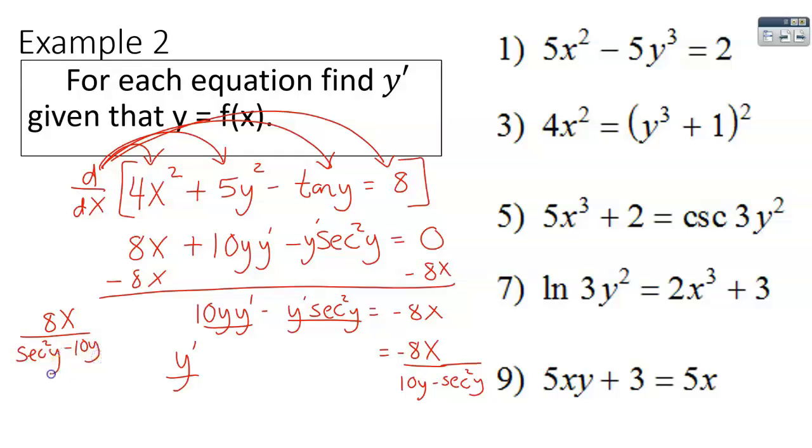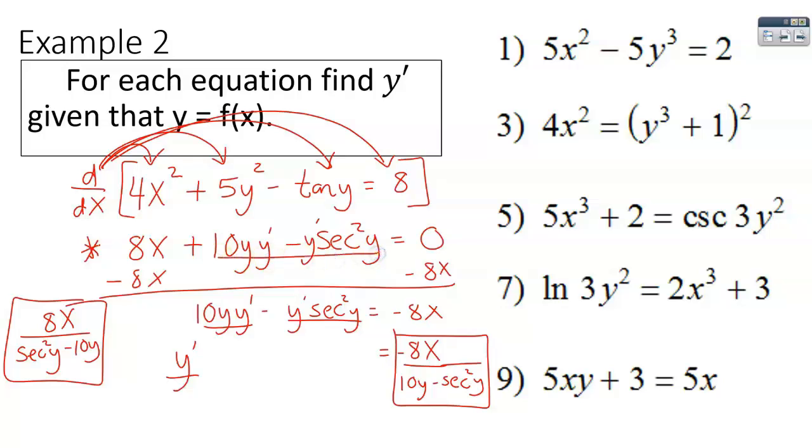The reason why you can possibly get two different answers is because it depends on what you do to get the y primes by itself. Like up here on this step, I chose to move the 8x to the other side. But if somebody had chosen instead to leave the 8x there and move both of the y primes to the other side, they would have gotten this other answer instead. They're both correct. Okay, it doesn't matter.